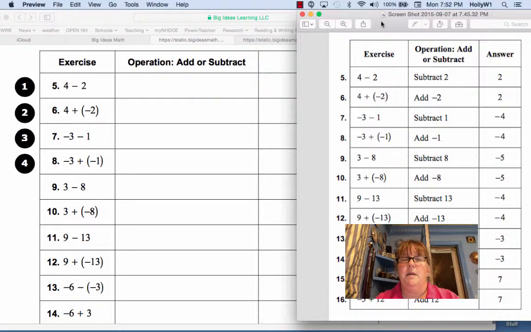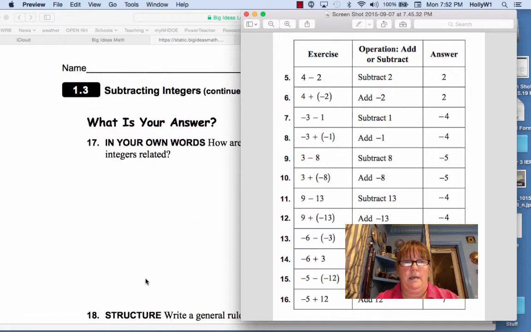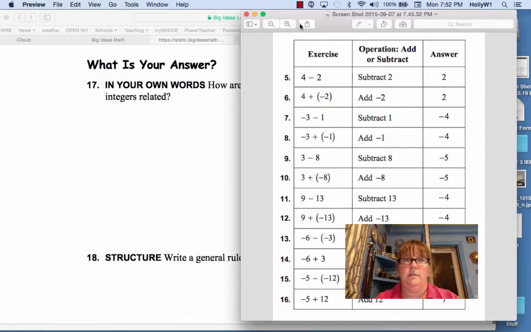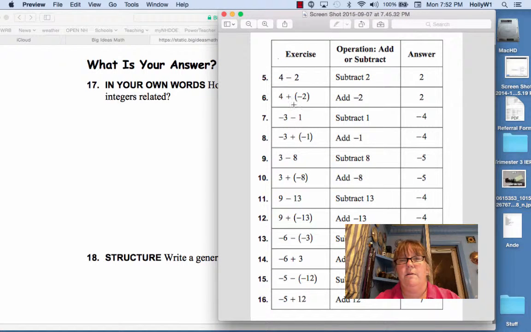Alright, welcome back. This is what you should have gotten for the table. And in your own words, they want you to answer how adding integers and subtracting integers are related. If you look at this table, you notice that there was a pattern developing. In the first case, you took 4 and subtracted 2 from it. In the second case, you took 4 and added a negative 2. Subtract 2, add a negative 2. Your answer was 2. And as you went down through here, whether you subtracted a number or added the negative version of that number, you ended up with the same answer.